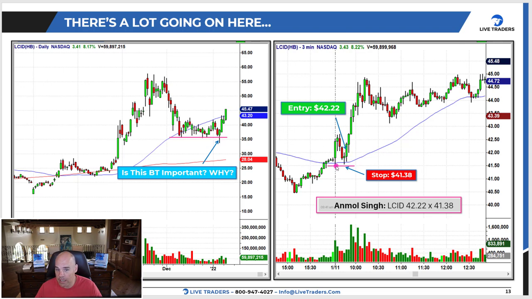Okay, I love the retest. I love the bottoming tail. I love the general strength of the stock. But this is, again, a more advanced entry.